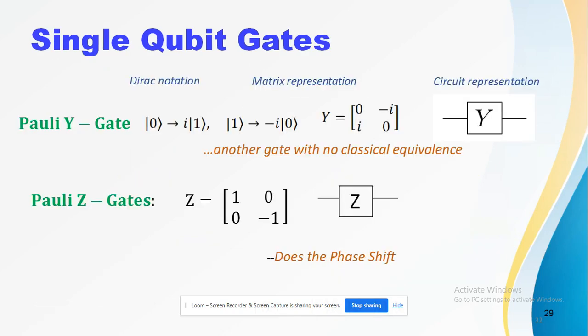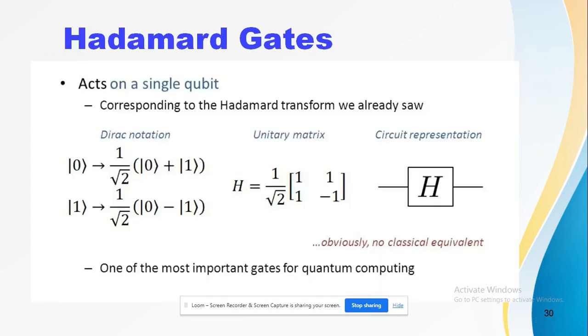Next, coming to the Pauli Y gate, there is no classical equivalent of this gate. And here it shows the matrix representation and the circuit representation of the Pauli Y gate. And coming to the Pauli Z gate, it does the phase shift. Next comes the Hadamard gate.